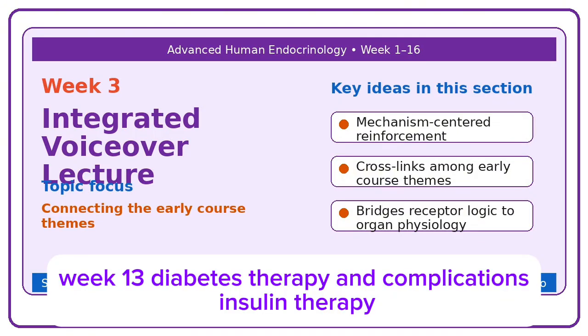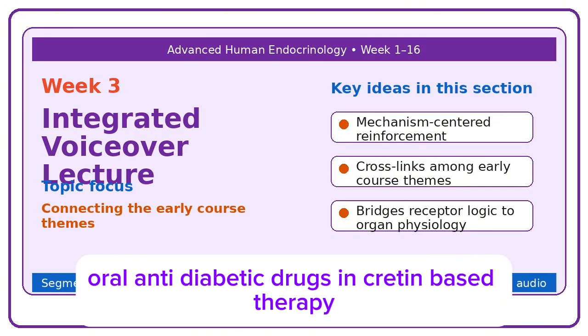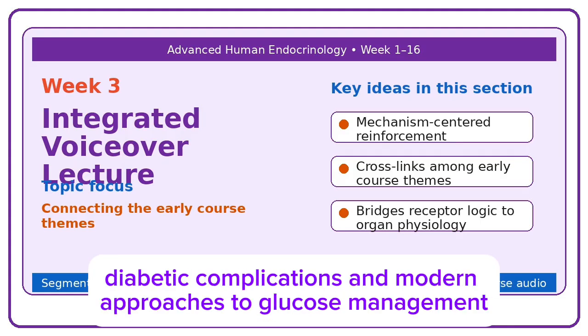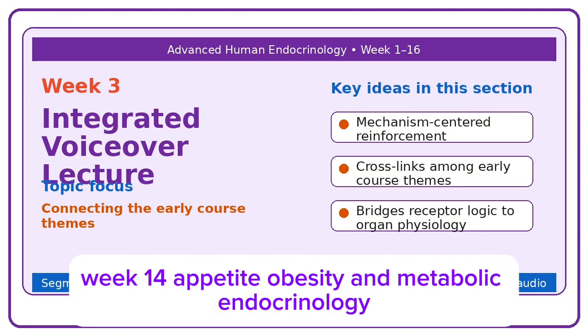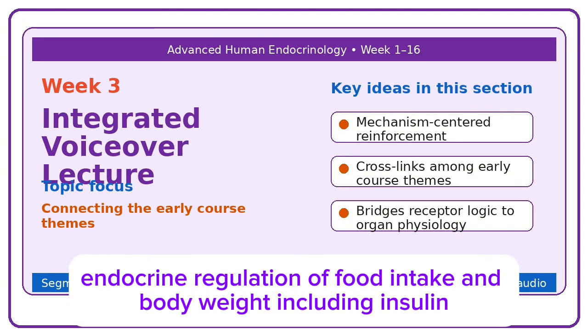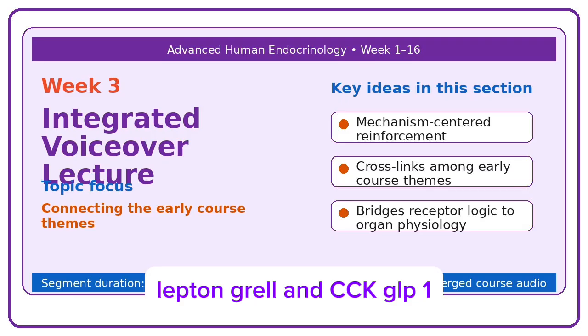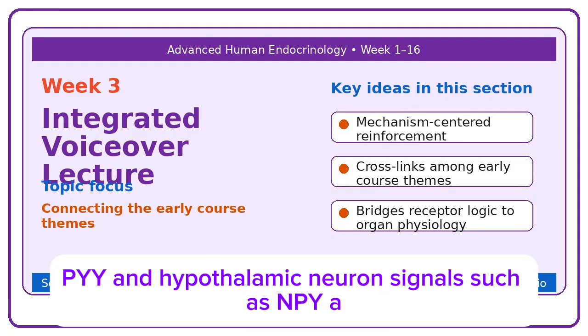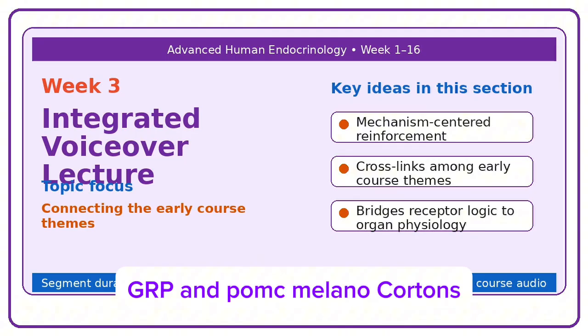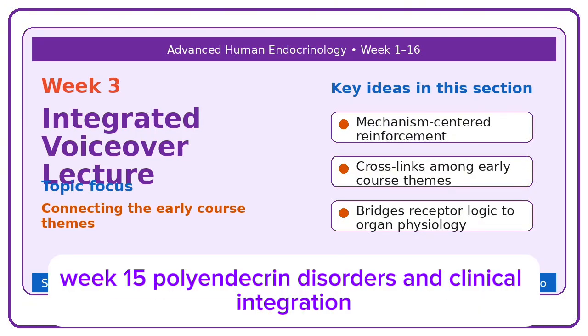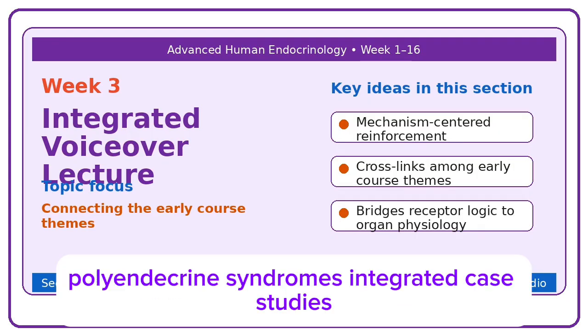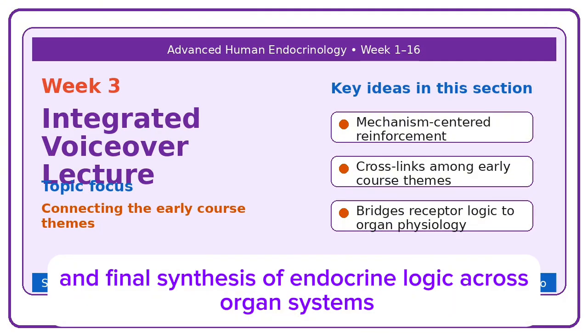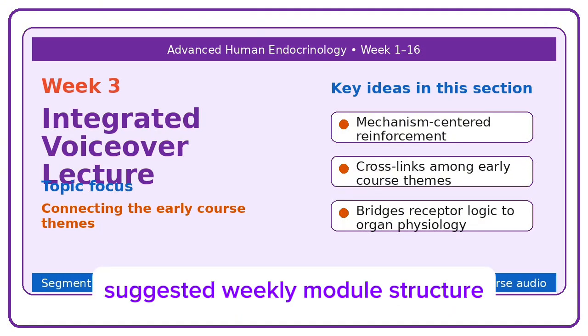Week 13, Diabetes therapy and complications: insulin therapy, oral anti-diabetic drugs, incretin-based therapy, diabetic complications, and modern approaches to glucose management. Week 14, Appetite, obesity, and metabolic endocrinology: endocrine regulation of food intake and body weight, including insulin, leptin, ghrelin, CCK, GLP-1, PYY, and hypothalamic neuron signals such as NPY, AgRP, and POMC melanocortins. Week 15, Polyendocrine disorders and clinical integration: multiple endocrine neoplasia, polyendocrine syndromes, integrated case studies, and final synthesis of endocrine logic across organ systems.